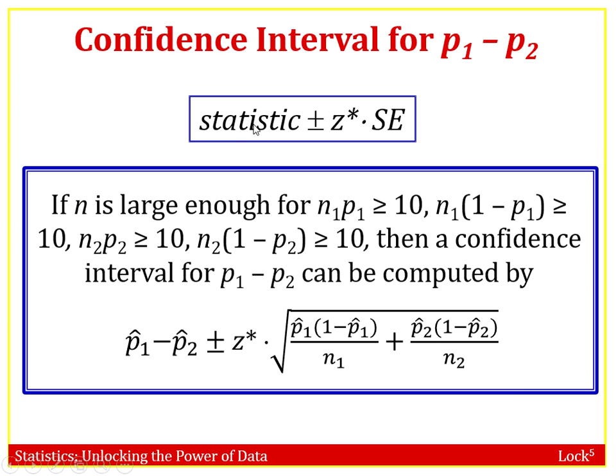Now, remember a confidence interval is your statistic, which in this case is the difference in our two proportions, plus or minus z star times our standard error. So the difference in our proportions plus z star, and then this whole square root thing is your standard error, where we are using our p-hats, which are our sample proportions, instead of our population proportions. And we can use this formula assuming that each one of these four items is greater than or equal to 10, because then it makes it essentially normal, and we can go ahead and do our confidence interval based off of that.